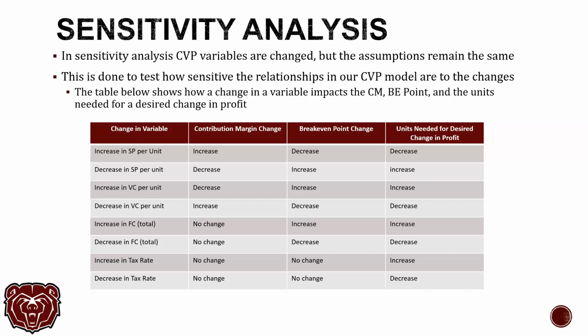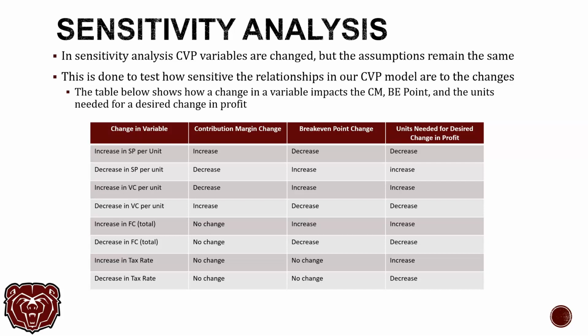Do we increase the selling price per unit? Do we increase the tax rate, decrease the tax rate? Okay. We do this basically just to show how sensitive the relationships in the CVP model are. How sensitive are they to the changes?